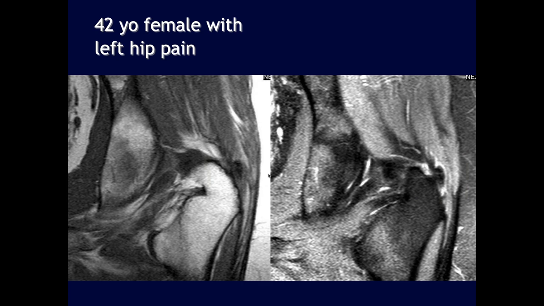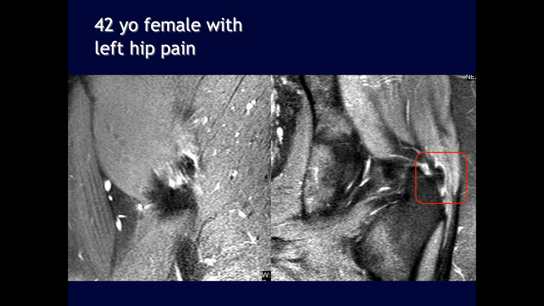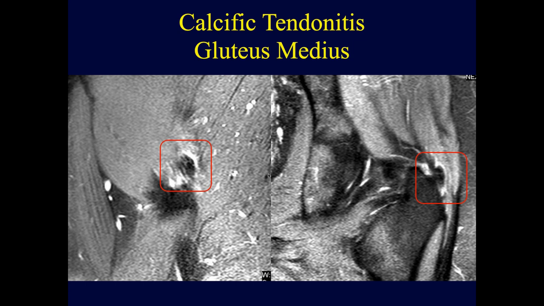It looks like there's actually maybe some calcific tendinosis with the low signal focus there. So, calcific tendinitis of the gluteus medius. Just like the rotator cuff of the shoulder, you can get the same kind of diseases here, probably for the same mechanism that we talk about in the shoulder.